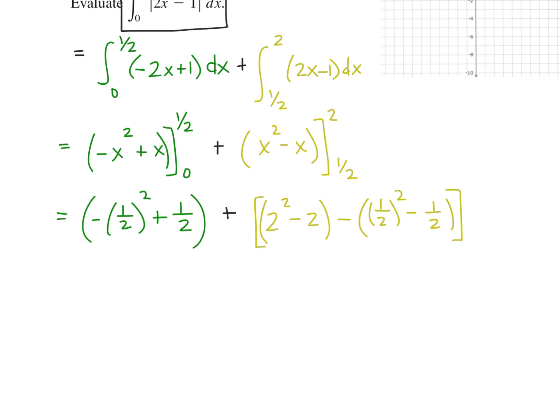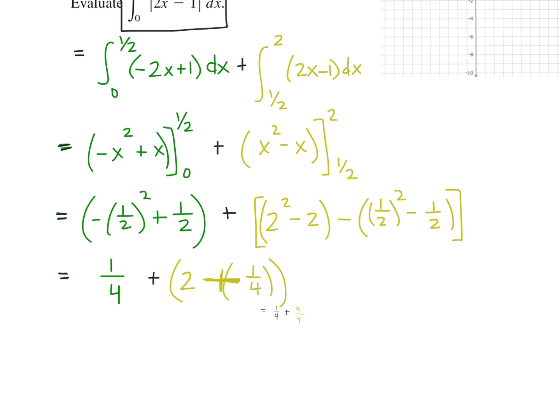All right, let's focus on what's in green first. Squaring 1/2 gives us 1/4. So we have negative 1/4 here plus 1/2, and that gives us a positive 1/4 output for what's in green. Next, I'm going to simplify what's in here. So this is 4 minus 2. So that first parenthesis is just a 2. Minus the next one here, what's inside here? So we will have 1/2 squared, which is 1/4, minus 1/2, so that'll be a negative 1/4. So I essentially have 2 plus 1/4, which would be 9/4.